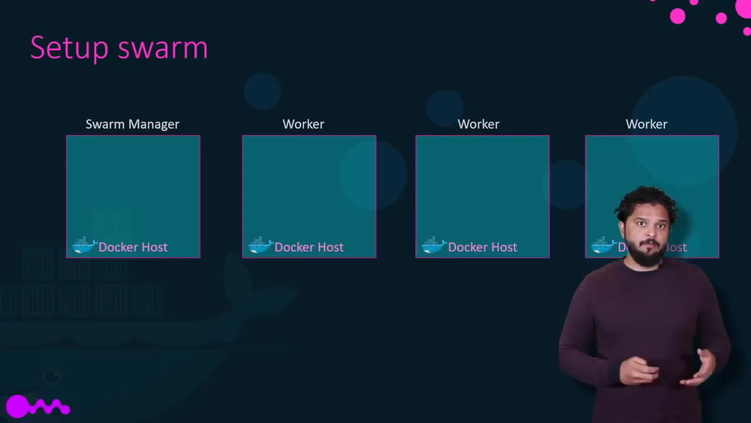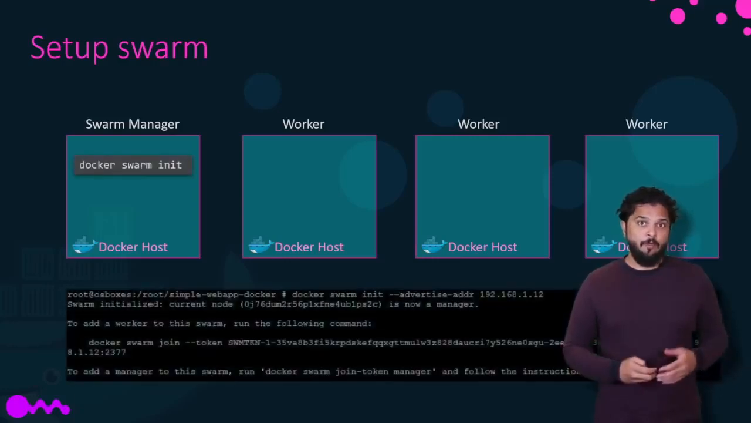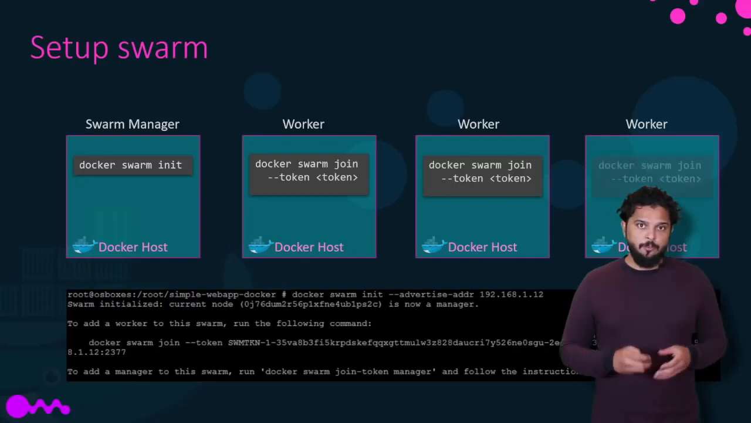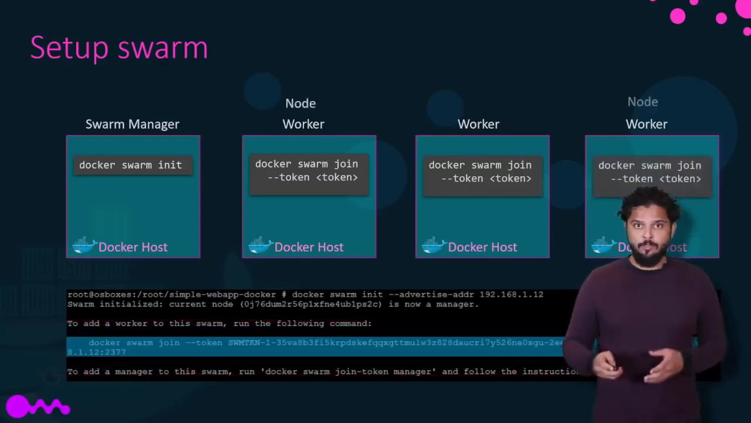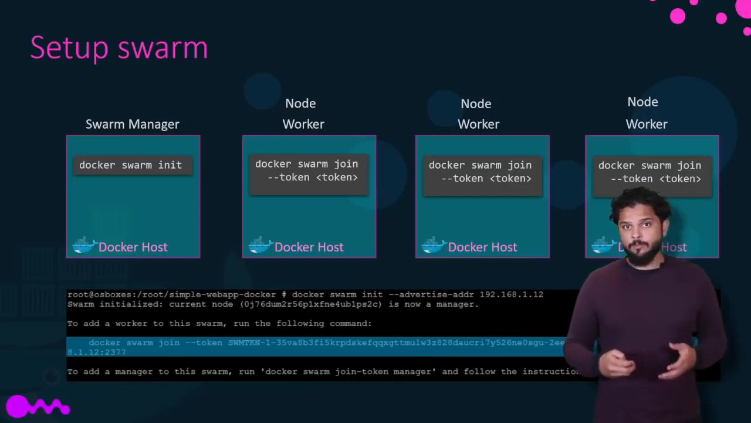Once you're done with that, run the docker swarm init command on the Swarm manager, and that will initialize the Swarm manager. The output will also provide the command to be run on the workers. So copy the command and run it on the worker nodes to join the manager. After joining the Swarm, the workers are also referred to as nodes, and you're now ready to create services and deploy them on the Swarm cluster.